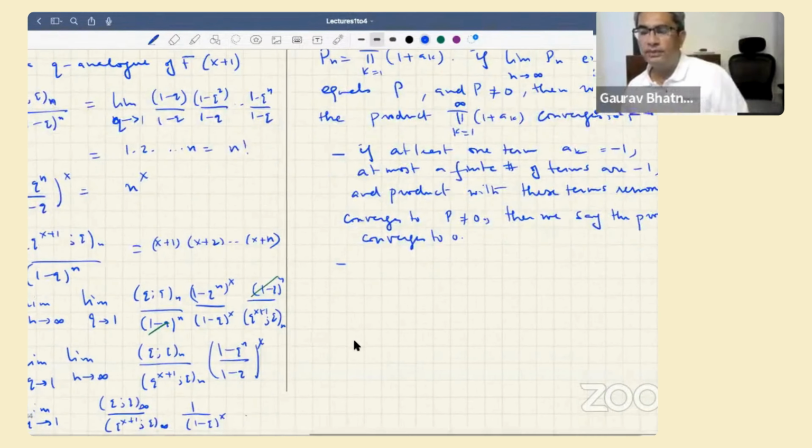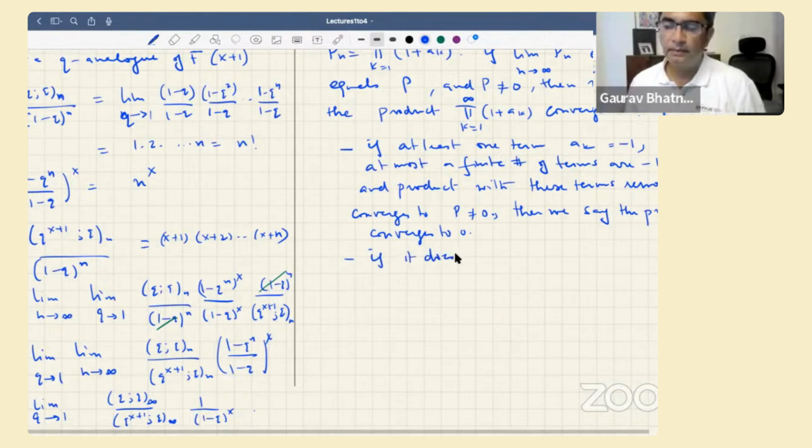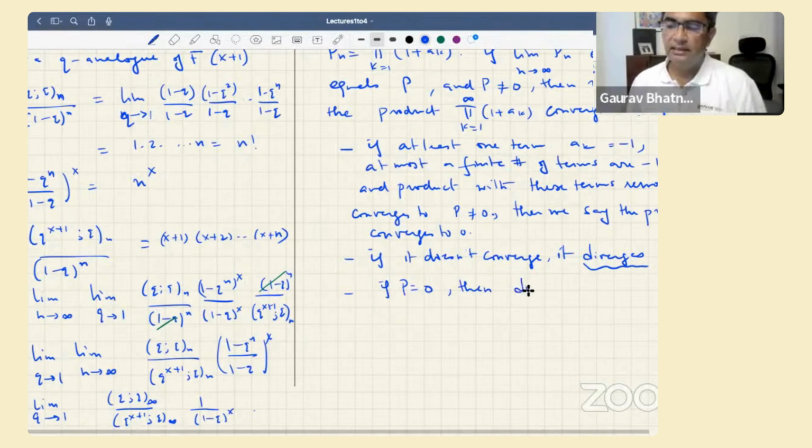So if there are a finite number of 0 terms, we remove them in the product. And if the rest converges to something which is non-zero, then we say it converges to 0. If it doesn't converge, we say it diverges. And if P is 0, so if the limit exists but it's 0, then we say it diverges to 0.